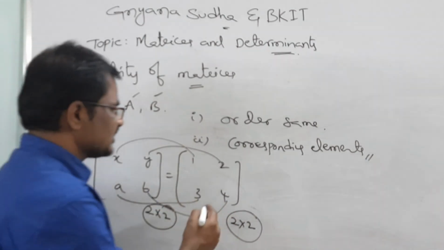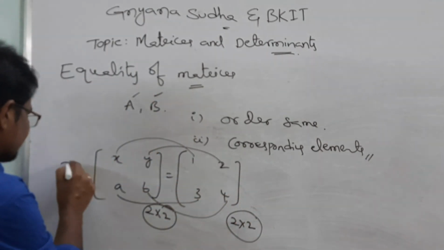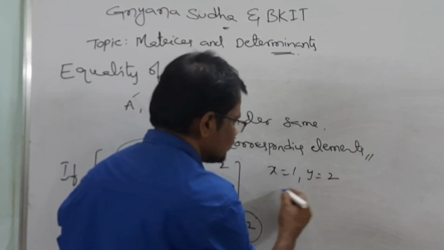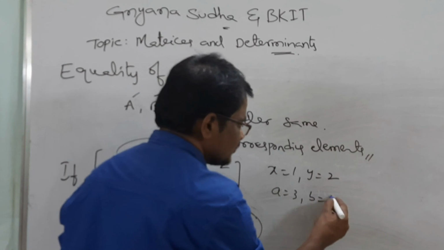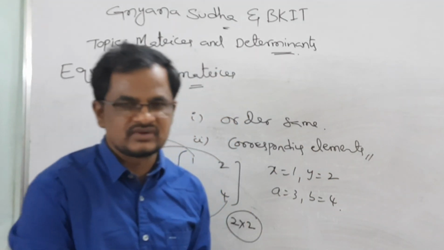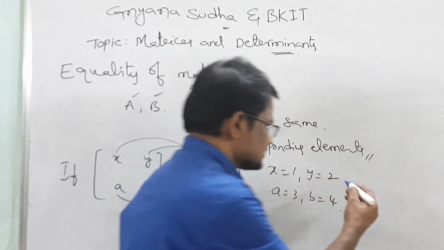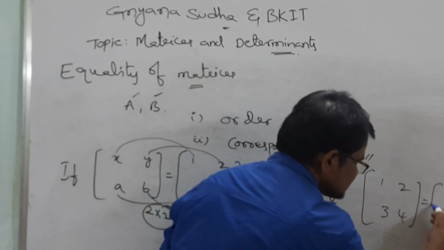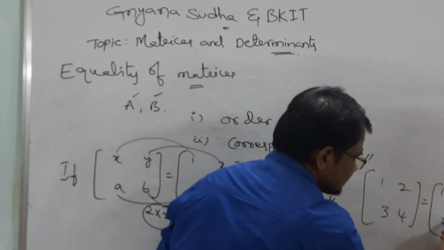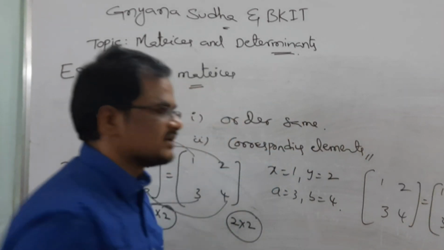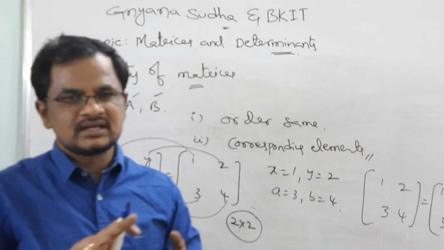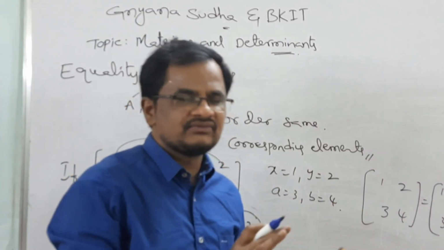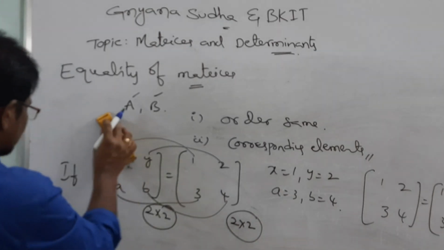Now from this, if these two are equal, definitely x equals 1, y equals 2, a equals 3, b equals 4. Already we have seen this type of problem. So if this matrix is equal to another matrix, definitely the order should be the same and the corresponding elements should also be the same. This is about the equality of two matrices. Okay? Next.